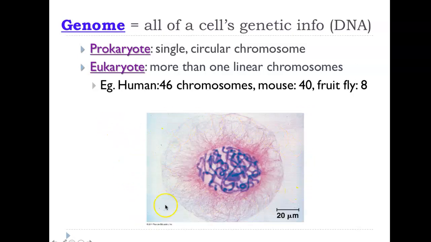And what this is showing you is a cell, and this is the nucleus, and that's the condensed chromatin within the nucleus of a cell that's probably getting ready to divide.